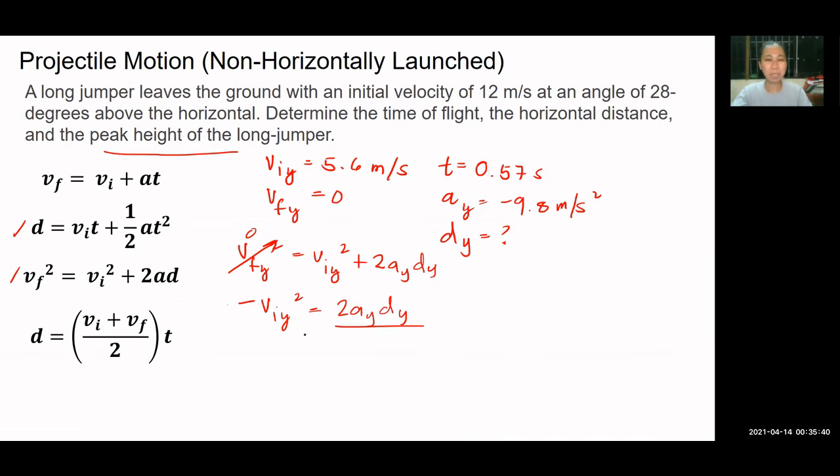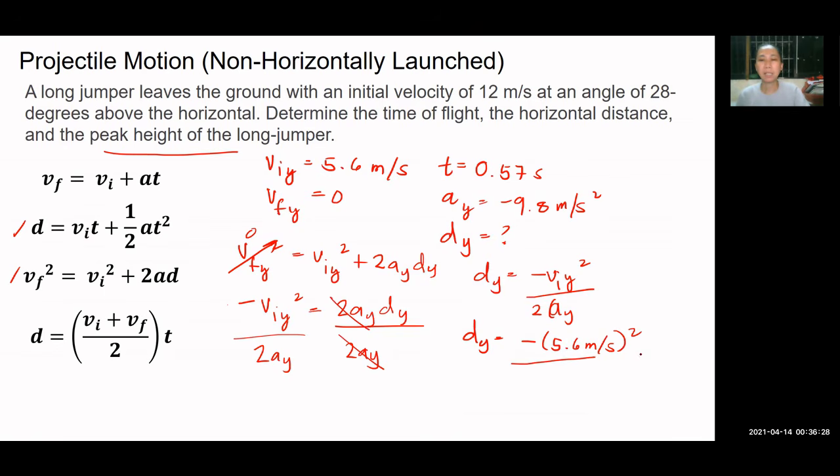So next, i-divide natin both sides of the equation by 2AY. Yan. So ito makakancel na. Kaya ang dy natin is equal to negative VIY squared over 2AY. So substitute lang natin yung mga values. So this one is negative of 5.6 meters per second and then square natin siya. Divide natin to sa 2 times negative 9.8 meters per second squared. So kung mapapansin nyo, makakancel din dito yung negative sign. So ang dy natin is equal to, so makukuha natin sagot dito is also 1.59 meters. So mapapansin nyo positive siya kasi again, yung movement ng jumper natin is going upwards.